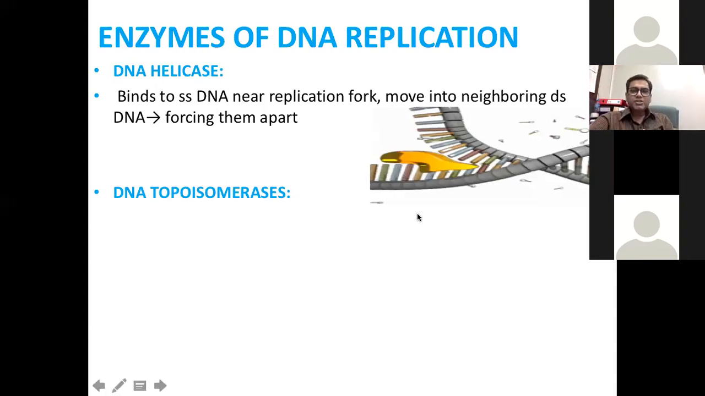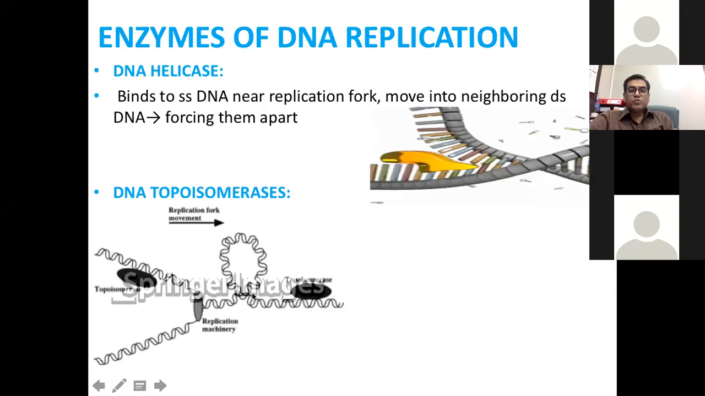So that tension is removed by the DNA topoisomerase. So what it does, it removes the supercoils. If you can see, this is the strand of the DNA, and what helicase was doing, helicase was separating them out.